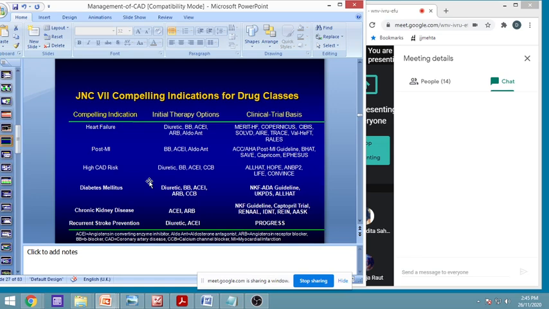Those who are interested can just put it in a Google search, like the name of the trial: ALLHAT trial, HOPE trial, LIFE trial, CONVINCE trial. So they will understand, and along with that, you put heart, or heart problems.